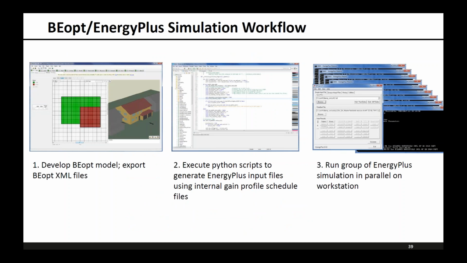And this slide shows the workflow through the computer side, where in BOpt we would generate the house models that would give us an XML file. The second step would be to run some modified Python scripts that would use the XML file and generate Energy Plus input files for all the different cases we're interested in. And then we would run all those Energy Plus simulations using the EP Launch utility to run a batch of files.